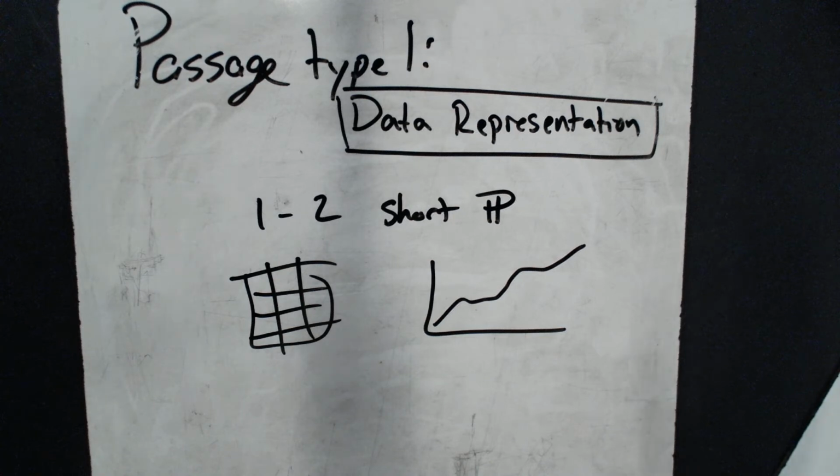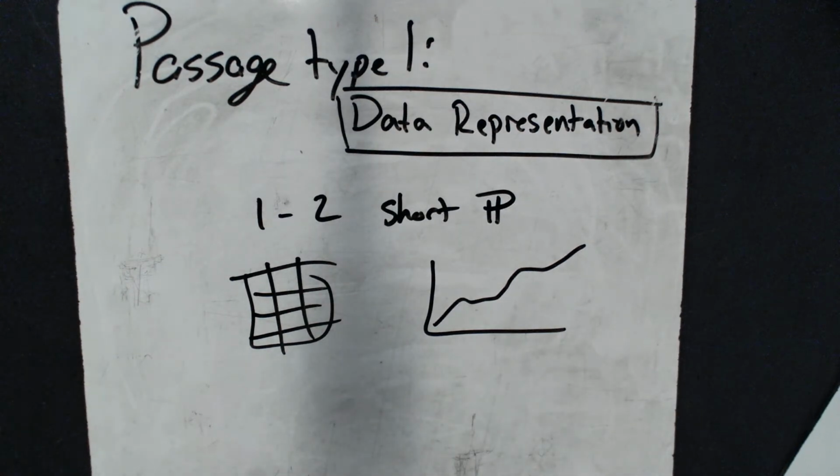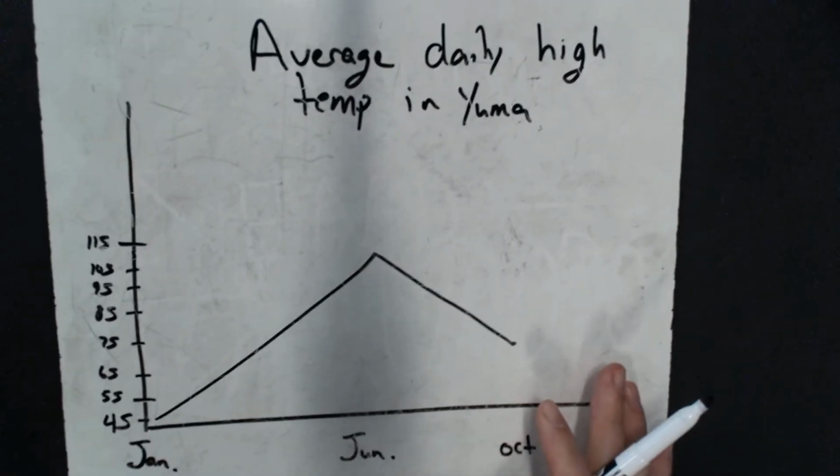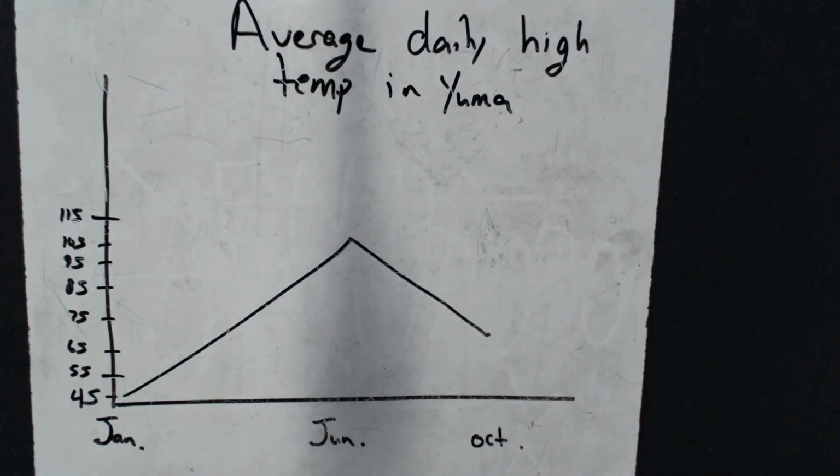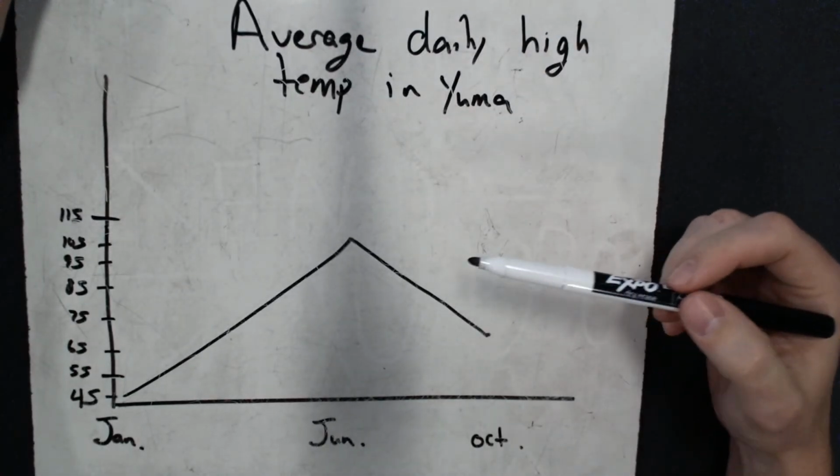It's really easy to break them down, but I want you guys to see some examples of what they're going to be asking you to do. So let's say that I have a graph of the average daily high temperature in Yuma, Arizona. I've got this graphed out, and there are some data points here that I can work with.